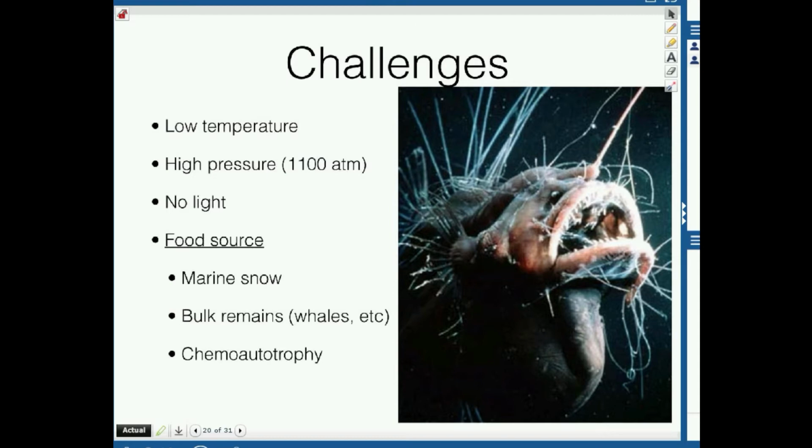A big problem with this area is low temperature. I want to say that it hovers around 4 degrees Celsius all the time, which is pretty cold. There's also lots of pressure. So as a critter, you've got to be able to withstand that pressure, and there's no light.